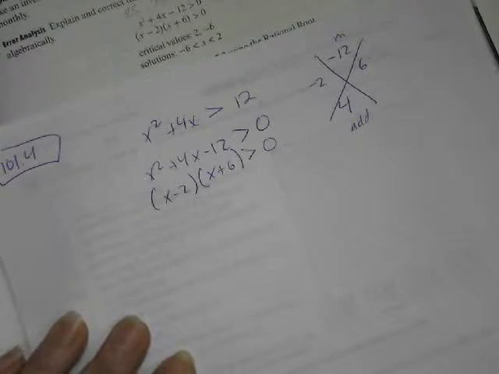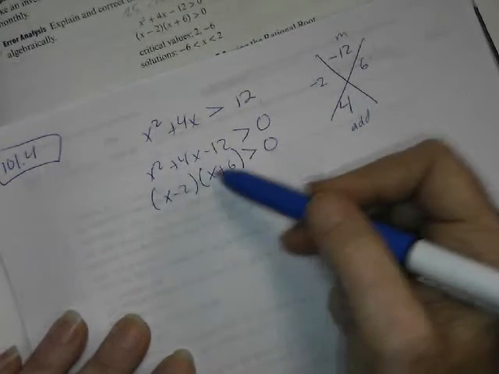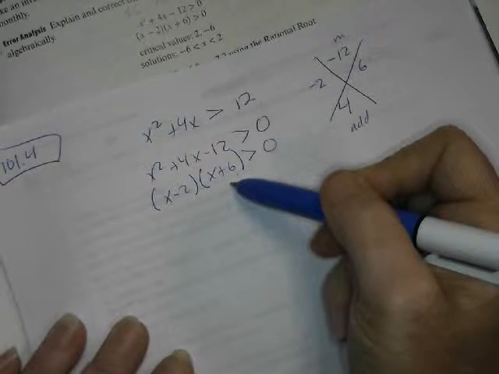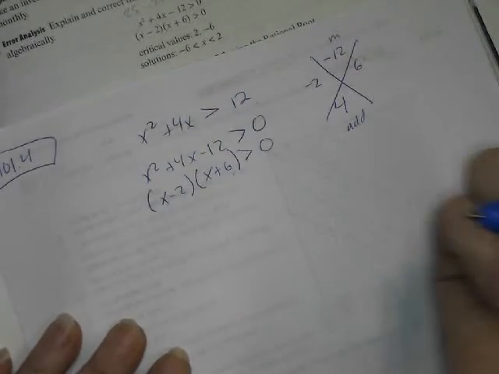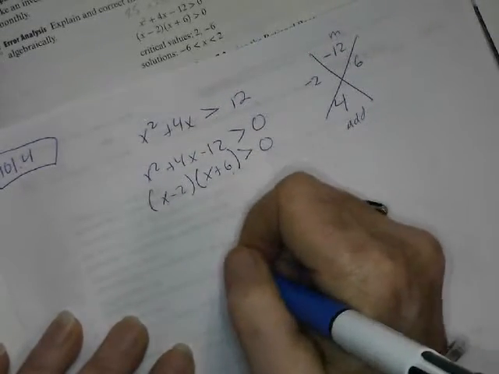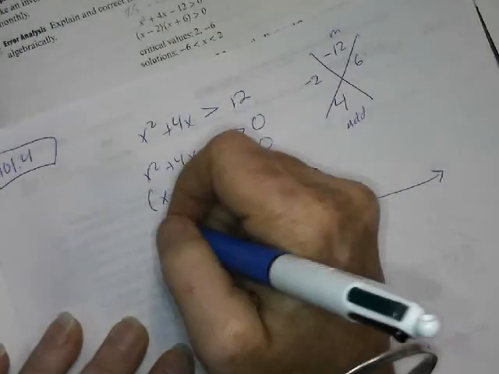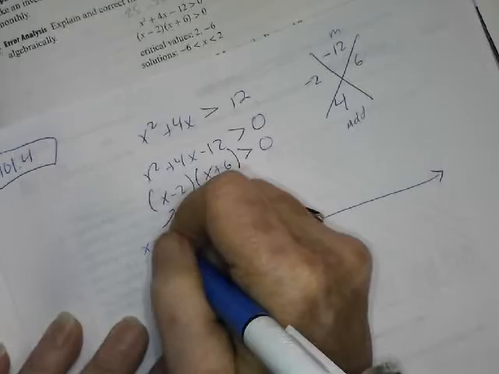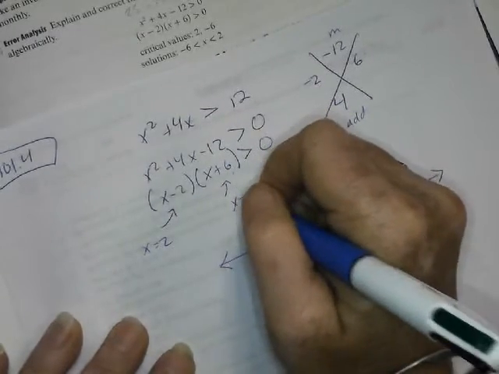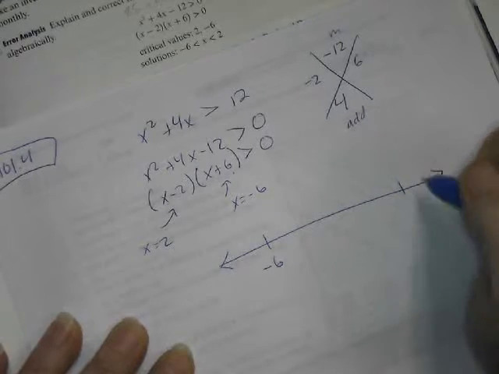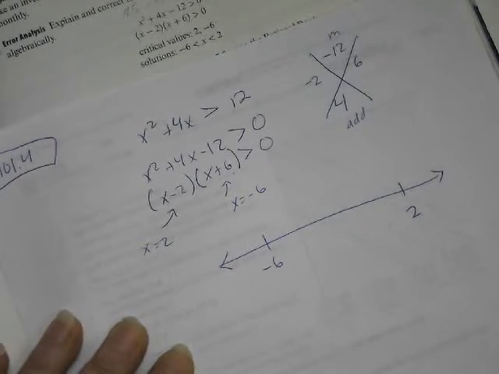And then they used these critical values, which are going to be 2 and negative 6. So that's also true. And then they said that the solutions are in between those two. Well, let's look on the number line at what that looks like. Because this will give me the solution x equals 2, right? And this will give me x equals negative 6. So negative 6 is over here somewhere, and 2 is over here somewhere.